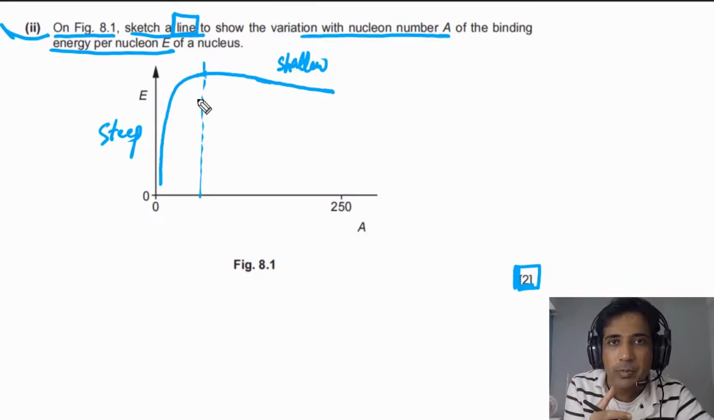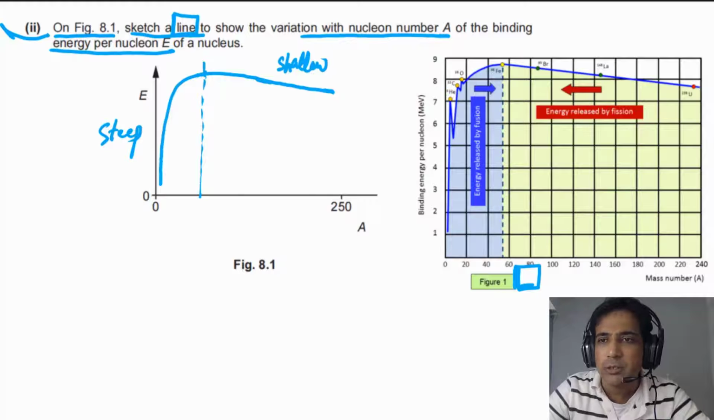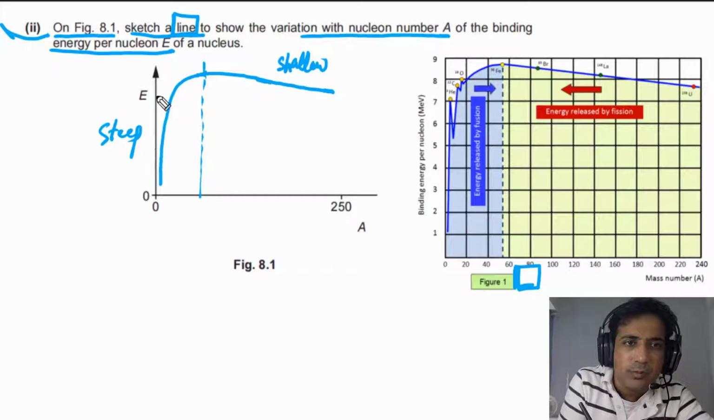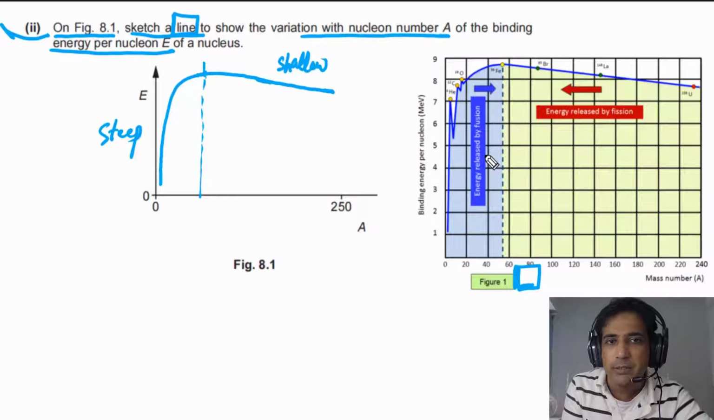But actual binding energy per nucleon against mass number curve is different. So let me show you the actual one. But for this question, you don't need to draw this one. If you simply draw this curve, you will get 2 marks. But you need to understand this one is the actual binding energy per nucleon against mass number curve. You can see some spikes here. But for this question, you don't need to draw these spikes. You can simply draw one continuous curve and you will get 2 marks.